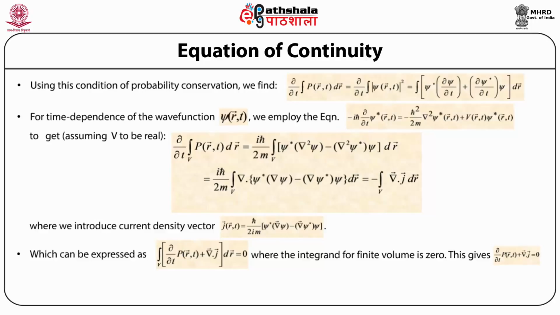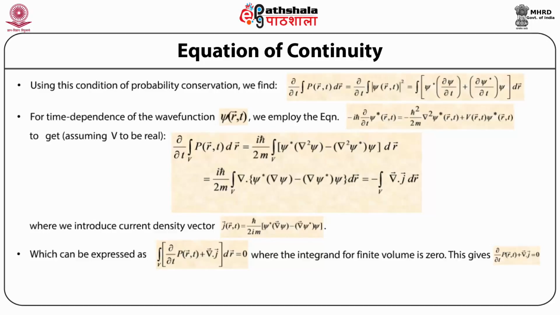So from this, what we understand is that if we want to study the time dependence of the wave function, we consider the time dependent Schrodinger equation, and assuming that the potential energy function is real, we can write the above equation as the partial derivative with respect to time of the volume integral of the probability density function ρ as a function of position vector r and time t is equal to iota times h cross by 2m times the volume integral over dr of the bracket ψ star times del square operator acting on wave function ψ minus del square operator acting on wave function ψ star, times the wave function ψ, where ψ star denotes the complex conjugate of the wave function ψ.